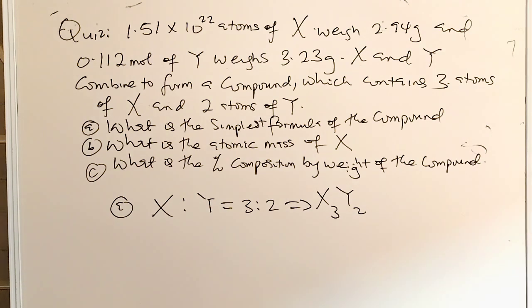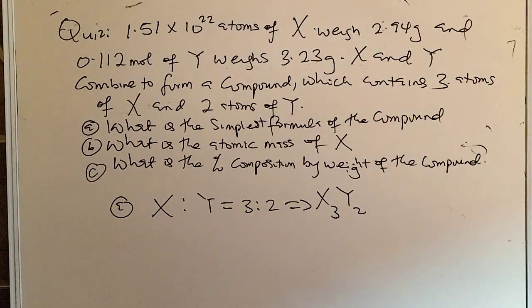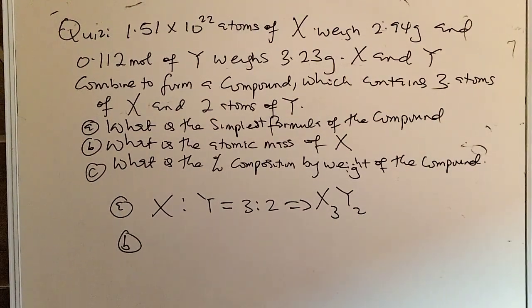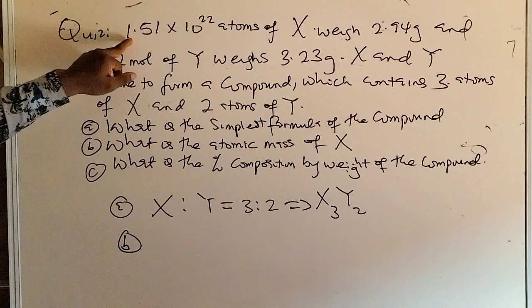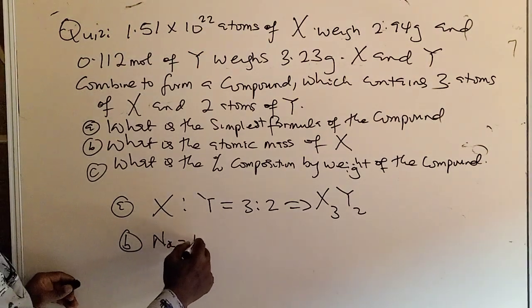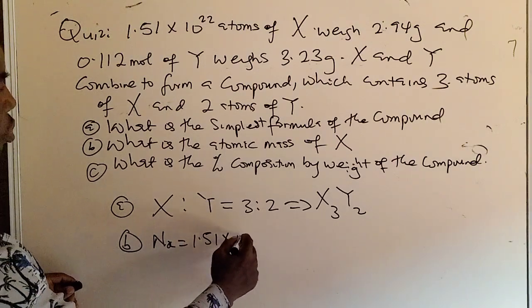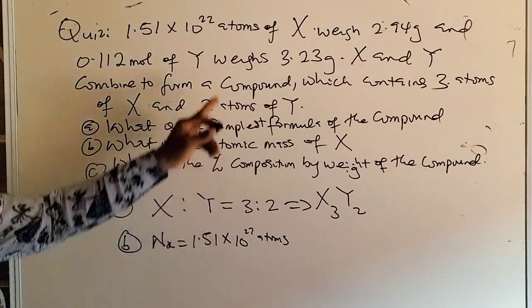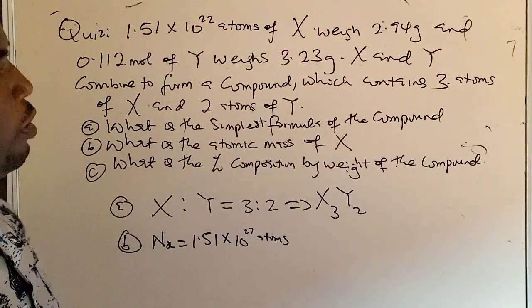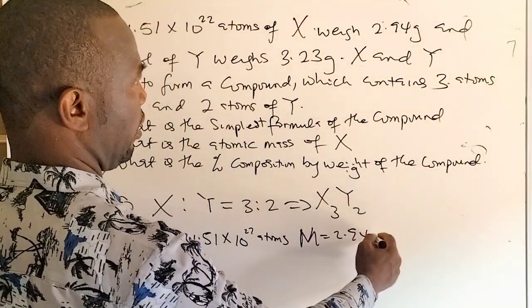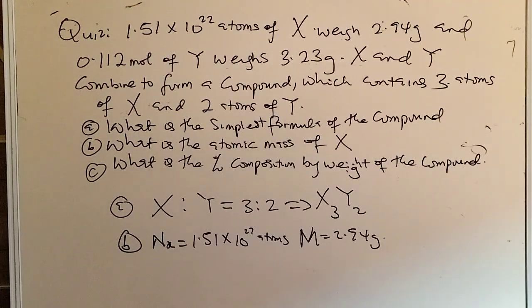Question B says we should find the atomic mass of S. To find the atomic mass of S, we should go back to the question and look for information or clues to solve this. We are given the number of atoms of S: NS is 1.51 times 10 to the power 22 atoms of S. And then they say that these atoms weigh 2.94, so the mass of S is 2.94 grams. And we're looking for the atomic mass of S. How do we go about it?